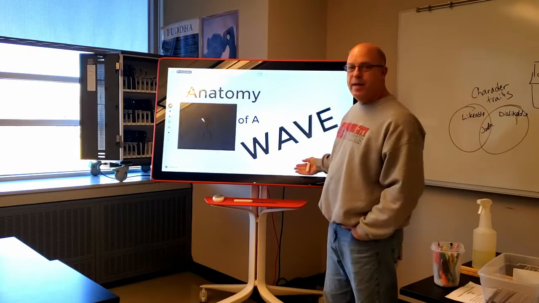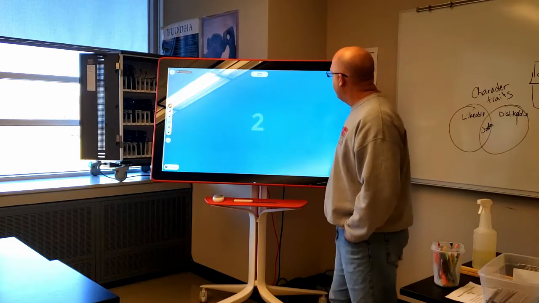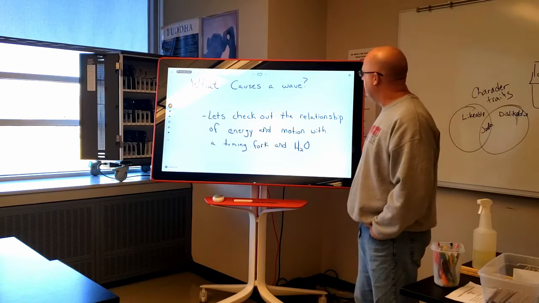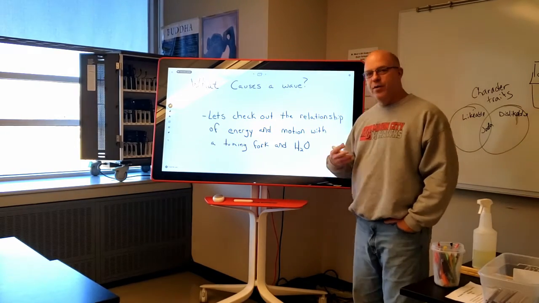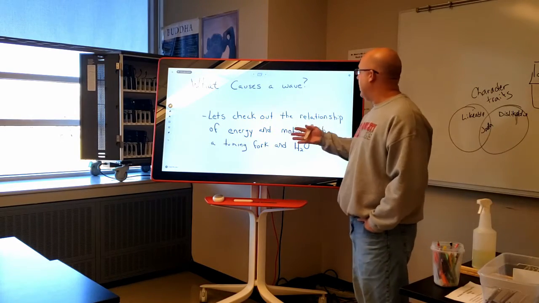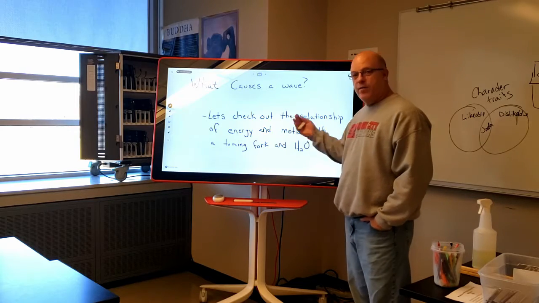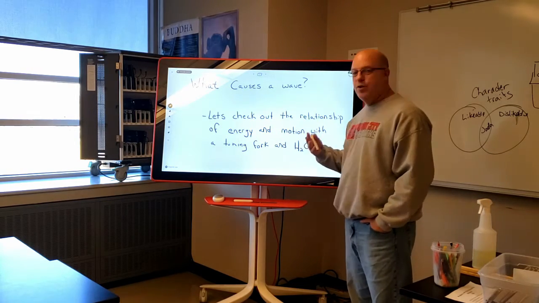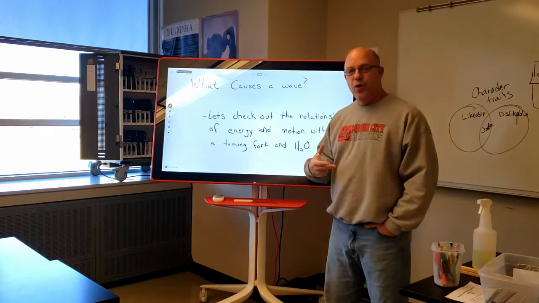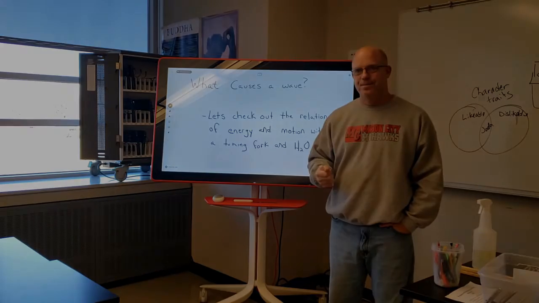So we're talking about the anatomy of a wave. The first part, of course, is what causes a wave to form? Well, let's check out the relationship between the energy of a wave and the motion that it has. And we're going to use a tuning fork and water to do this. So I'm going to have a demonstration for you that shows you that energy to motion relationship.